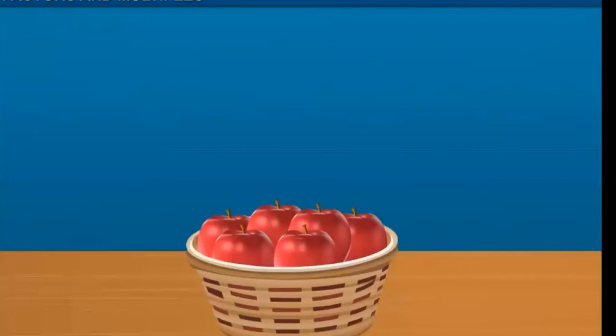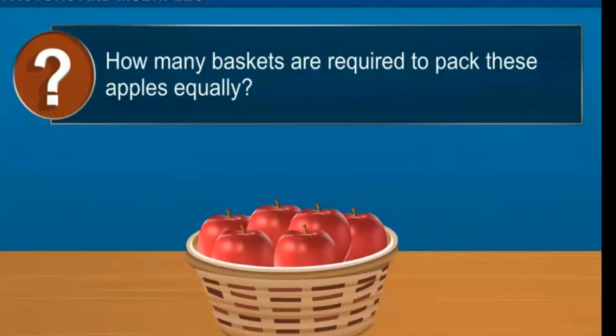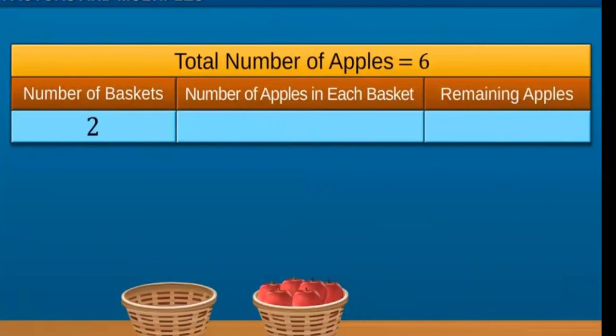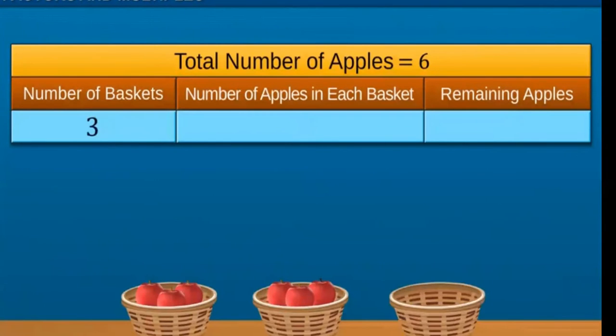There are 6 apples. Let us see how many baskets are required to pack these apples equally. To begin with, if there is only 1 basket, we can pack all 6 apples in it. If there are 2 baskets, we can pack 3 apples in each so that there are no apples left. If there are 3 baskets, we can still divide the 6 apples equally. 2 apples can be packed in each basket so that there are no apples left.